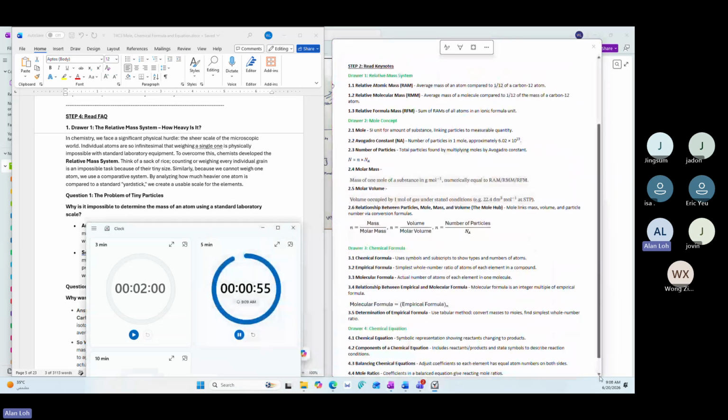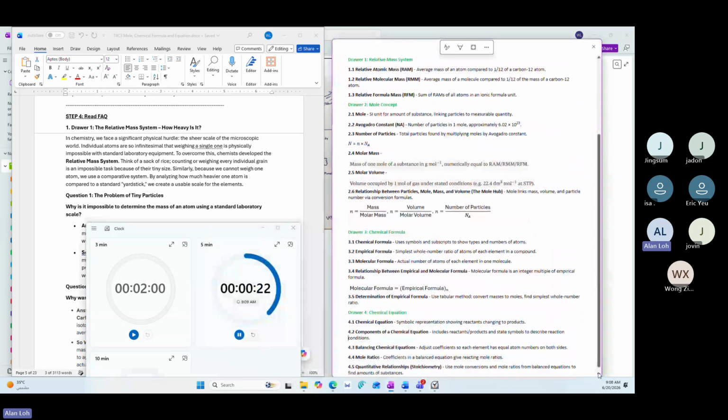Drawer 1 until drawer 4. You need to have that feeling. What feeling? You understand a bit more compared to half an hour ago. The keyword is a bit more, not fully understanding yet. Okay, let me scroll down a bit to cover that drawer 4.